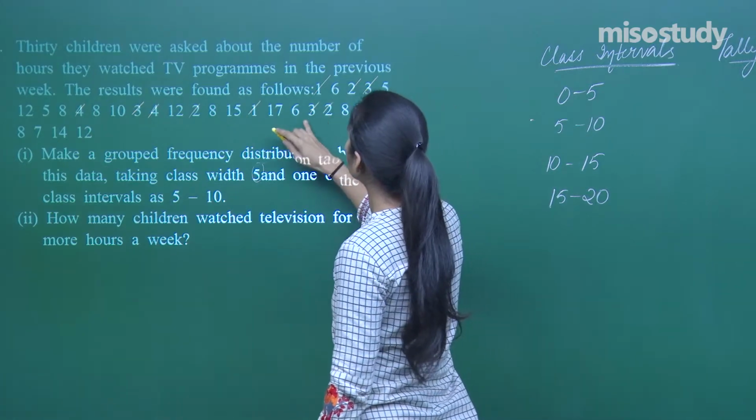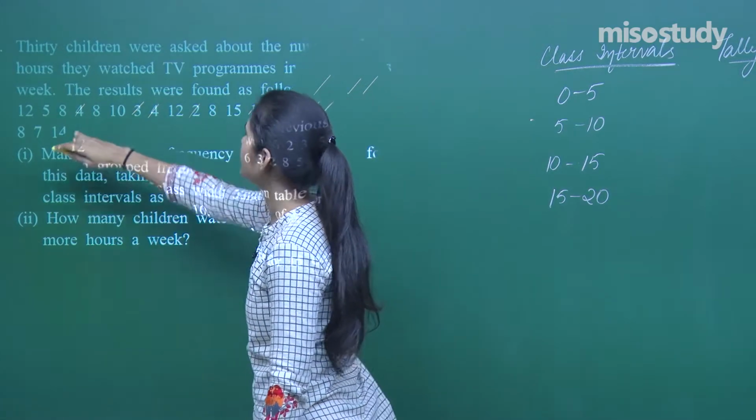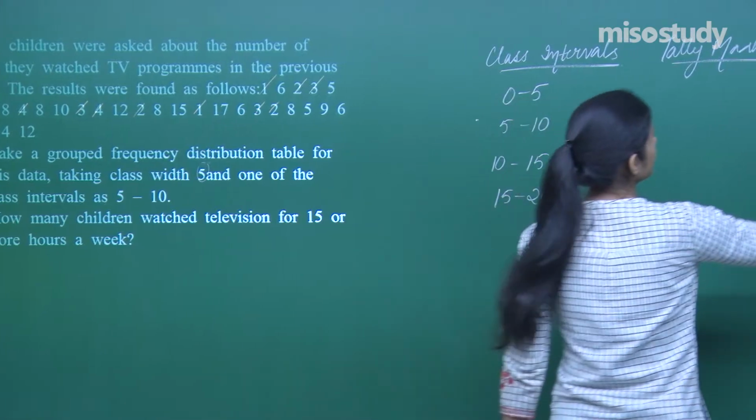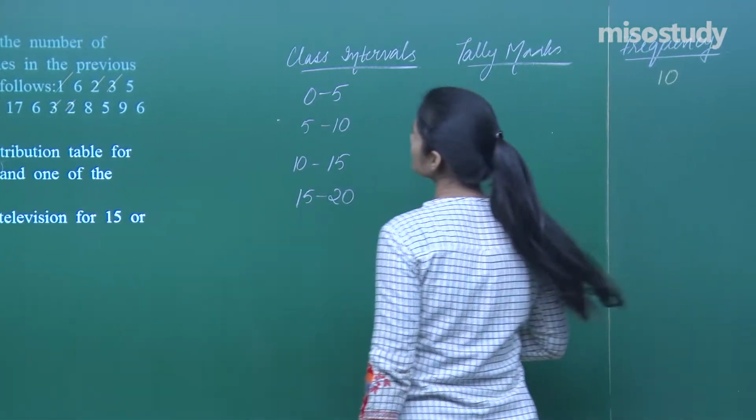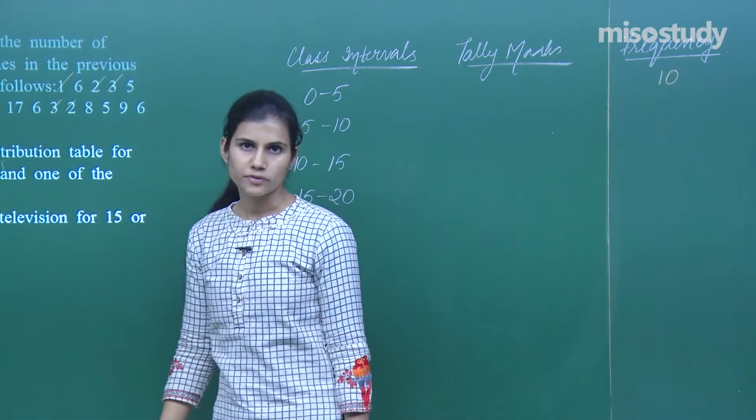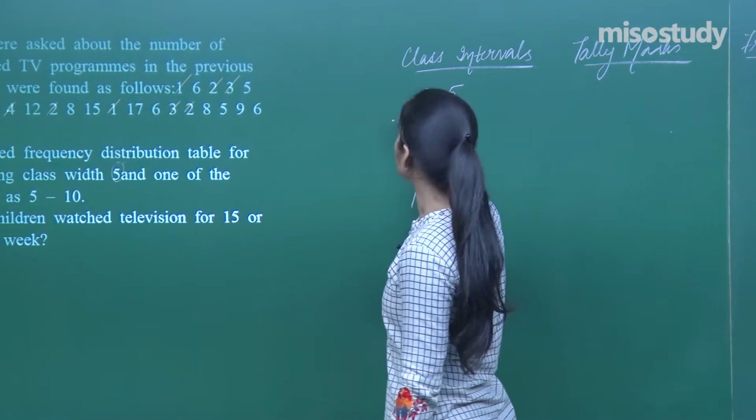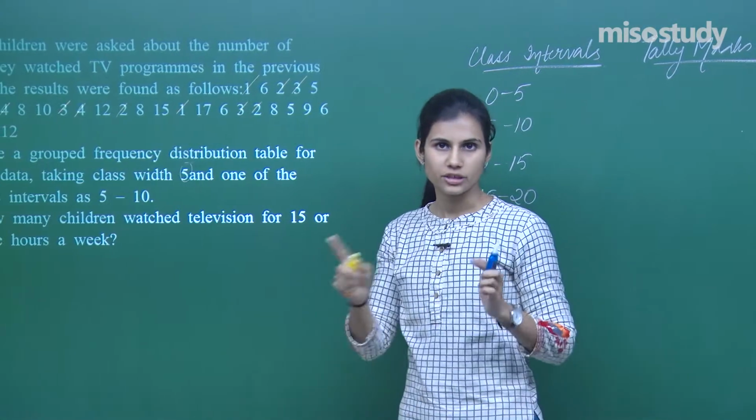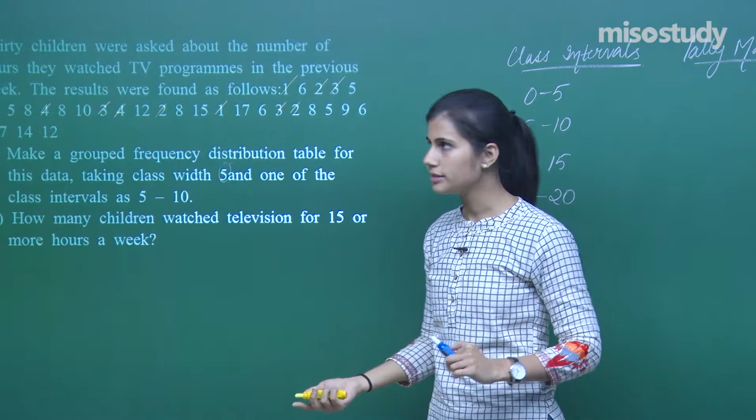This is between 0 to 5. 1, 2, 3, 4, 5, 6, 7, 8, 9, 10. So 10 is the frequency. 10 children out of 30 children are watching television for the 0 to 5 hour range. That means 0, 1, 2, 3 or 4 hours.